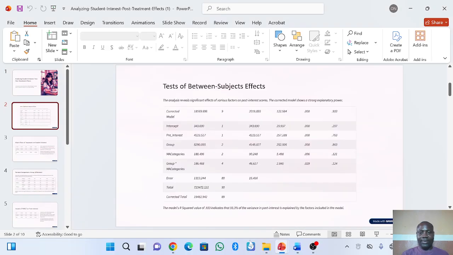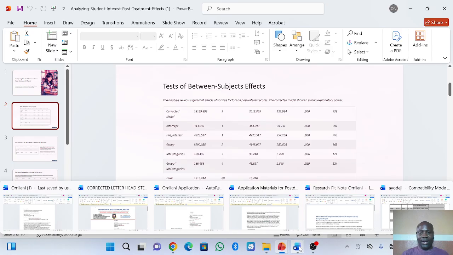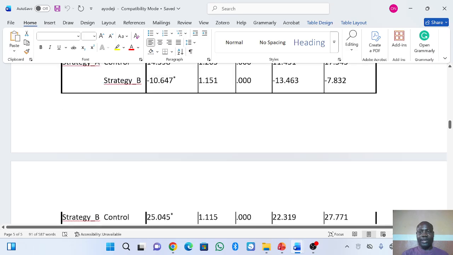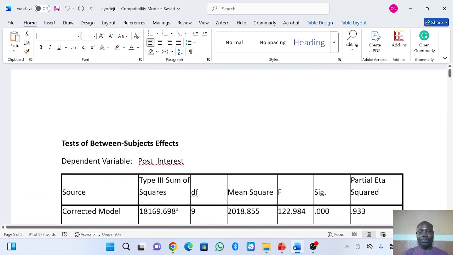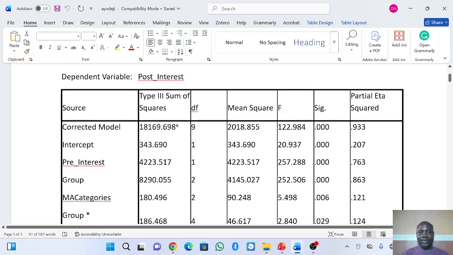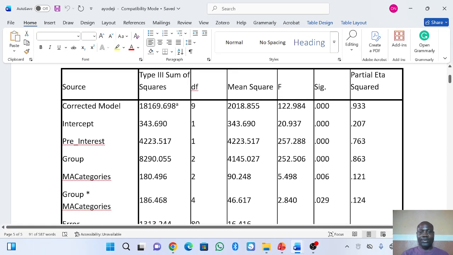I would love to allow you to see this on the copied data. It's better you see that, so this is clearer. So, corrected model: this is the partial eta squared, this is the significance, this is the F value, this is the mean square, this is the df, this is the Type III sum of squares, and this is the source.